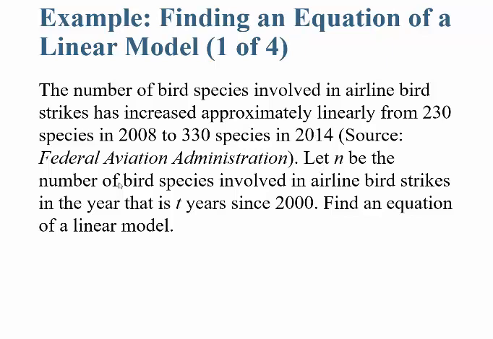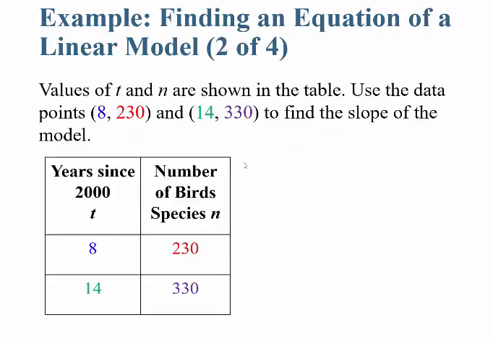So let's let N be the number of bird species involved in airline strikes. That would be the 230 and 330 numbers. In the year, and this is important, we saw this in the last section, T years since 2000. So 2008 would be 8 years since 2000, and 2014 would be 14 years. So I want to find an equation of the linear model. How are we going to do that?